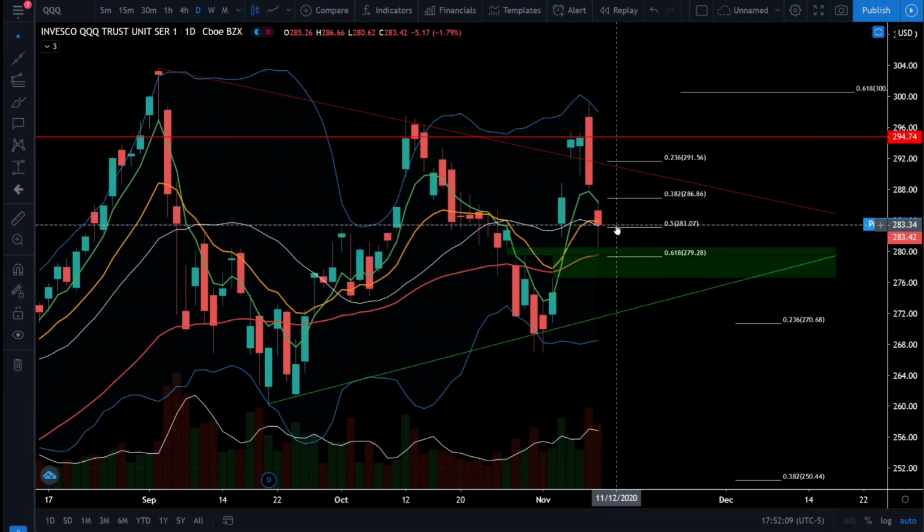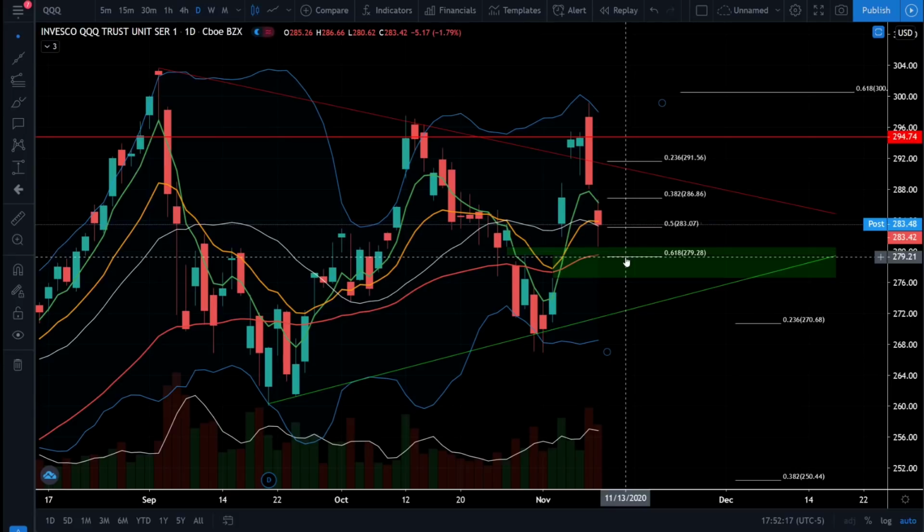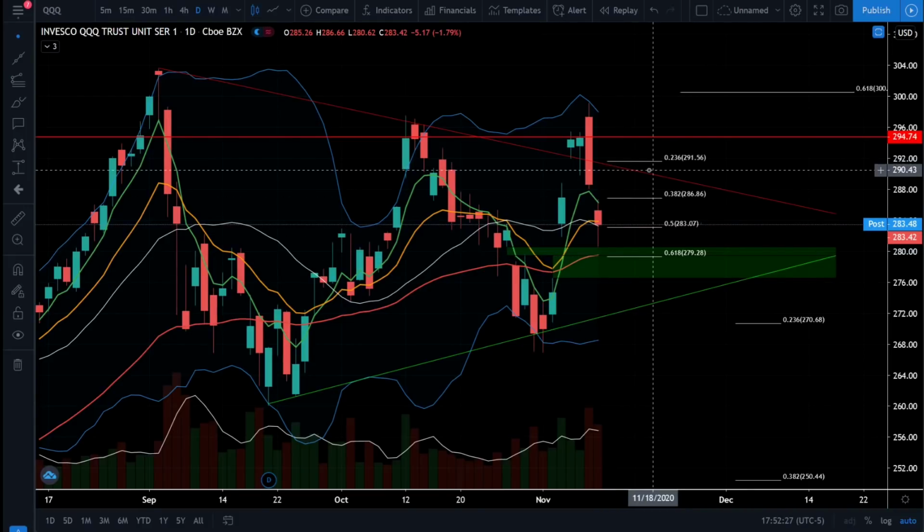We did come all the way down to the 0.5 Fibonacci retracement, and at one point we came all the way down to the top of this gap at 280, which is just above the 0.618 Fibonacci retracement at 279. So the Nasdaq 100 is definitely getting that wave 2 pullback, and this could be a time to start accumulating a long-term position. Because if the S&P 500 is about to break out and we are going to new all-time highs, the Nasdaq 100 is likely going to follow suit.